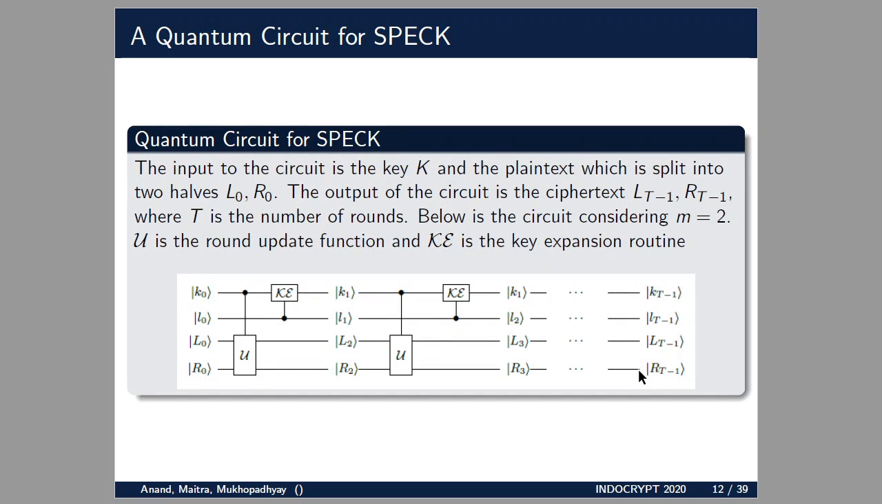Now the quantum circuit for the full SPECK is described. The input to the circuit is the key K with K0 and L0 here, and the plain text is split into two halves L0 R0. The output of the circuit is the ciphertext L_{T-1} R_{T-1}, where T is the number of rounds. Below is the circuit for m equal to 2. Here U is the round update function and K is the key expansion routine.